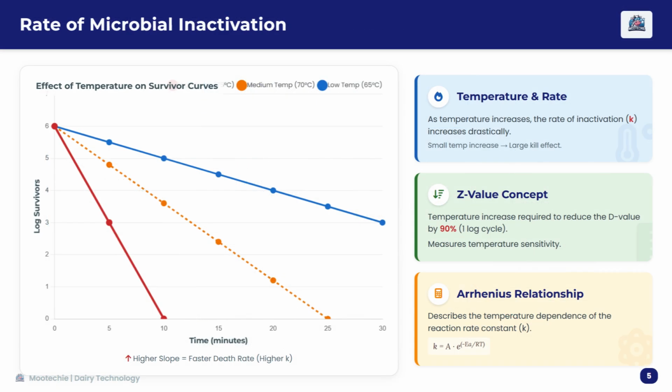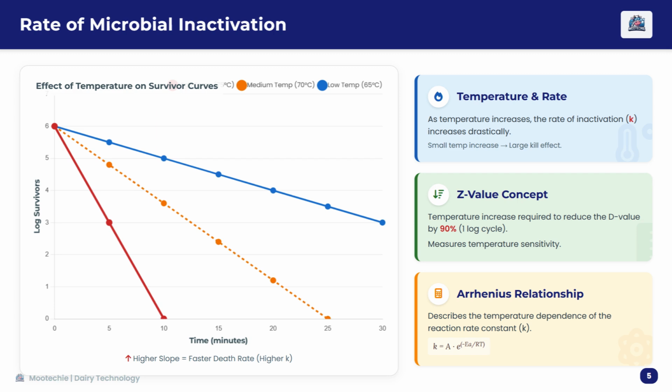Let us analyze the rate of microbial inactivation. As temperature increases, the slope of the survivor curve becomes steeper. Steeper slope means higher death rate. This is the temperature-rate relationship. The Z-value concept explains temperature sensitivity. Z-value is the temperature increase required to reduce the D-value by 90% or 1 log cycle. The Arrhenius relationship describes how rate constant K depends exponentially on temperature. Thus, small temperature increases can cause large increases in microbial destruction.